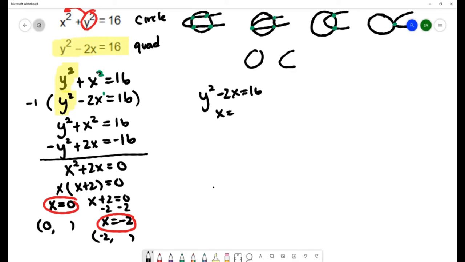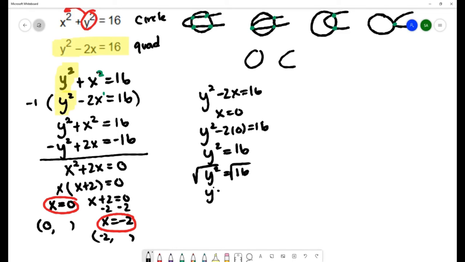For x equals 0, that would give y squared minus 2 times 0 equals 16. So y squared equals 16. And to solve, we'll square root both sides. That gives y equals plus or minus 4. So I started with one x value and it led to two y values. So that means I have two ordered pairs, (0, 4) and (0, negative 4).